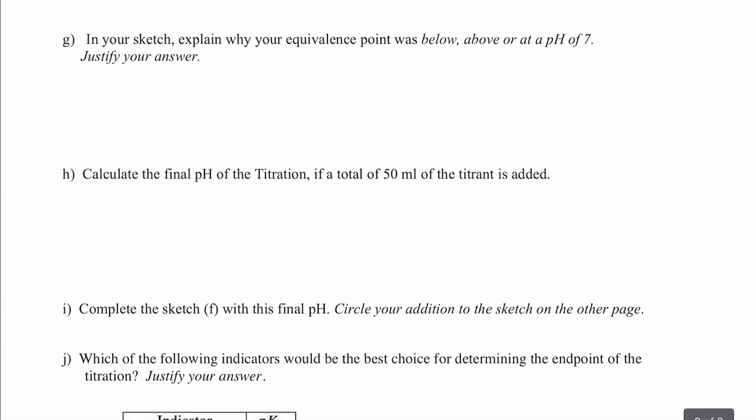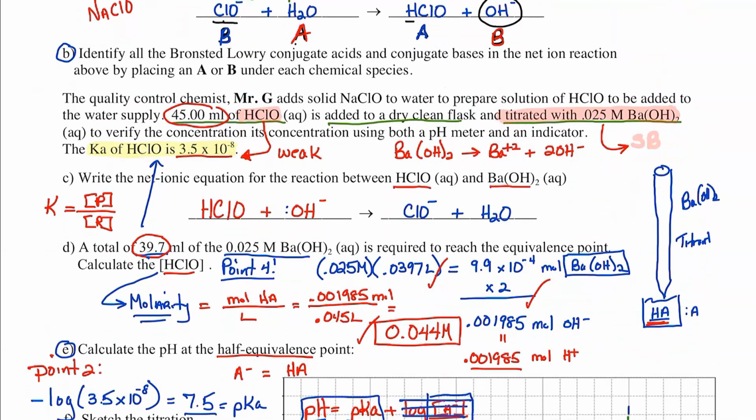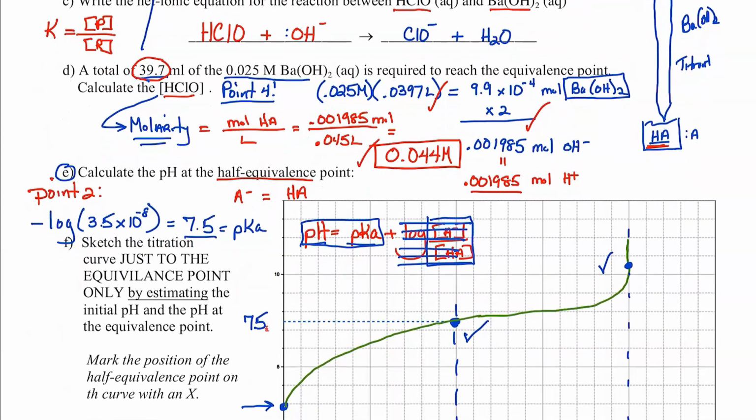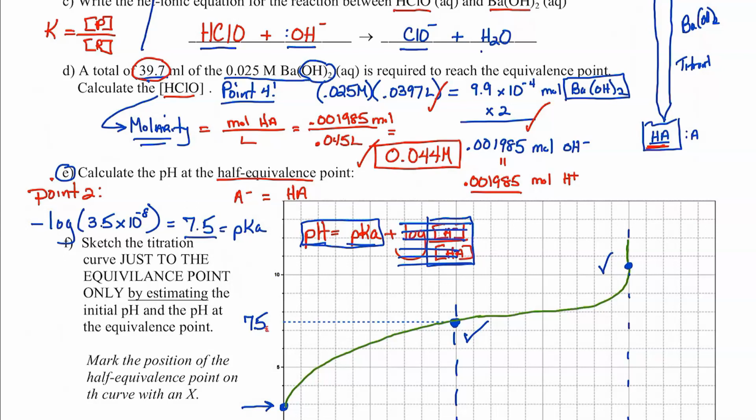In your sketch, explain why your equivalence point was below, above, or at a pH of 7. All right, well, it was above. That's one check. Justify your answer. Well, what was my reaction? Go back to your reaction, okay? So we were dropping what? Hydroxides onto HClO. Does this look familiar? That's the reaction in the titration. And so we were driving this reaction to completion to ClO negative and water.